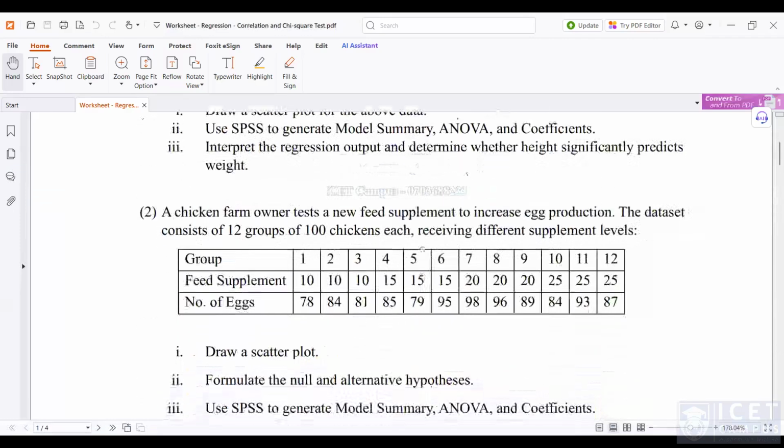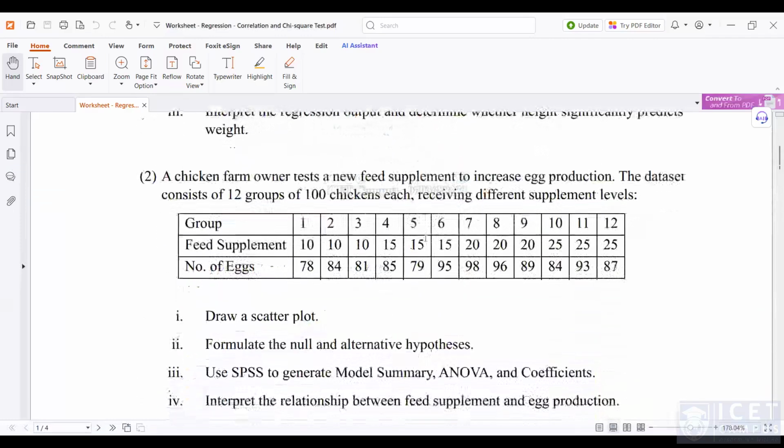Then the second one: a chicken farm owner has a feed supplement to increase egg production. The data set consists of 12 groups of 100 chickens each, receiving different supplement levels. This is the data: group 1 to 12, feed supplement, and number of eggs. Draw a scatter plot for the feed supplement and number of eggs. Okay, we'll draw.